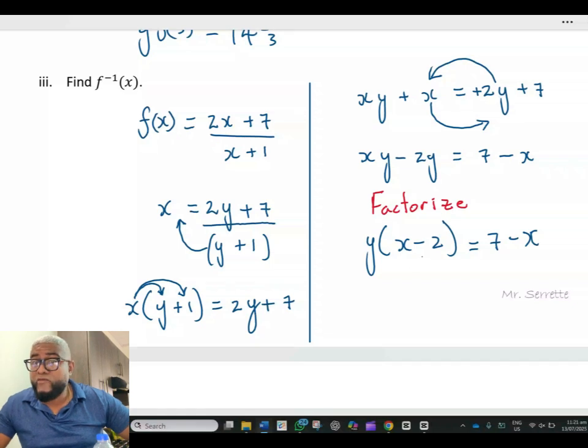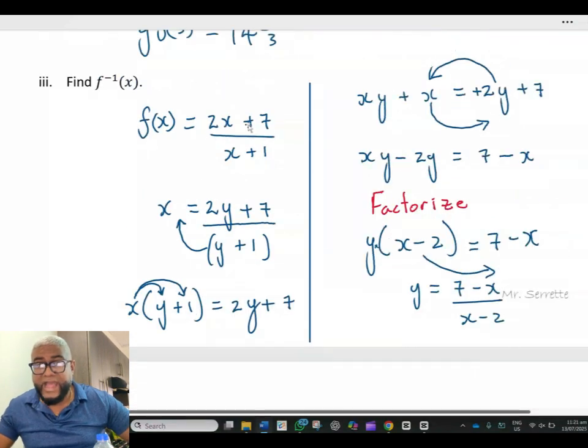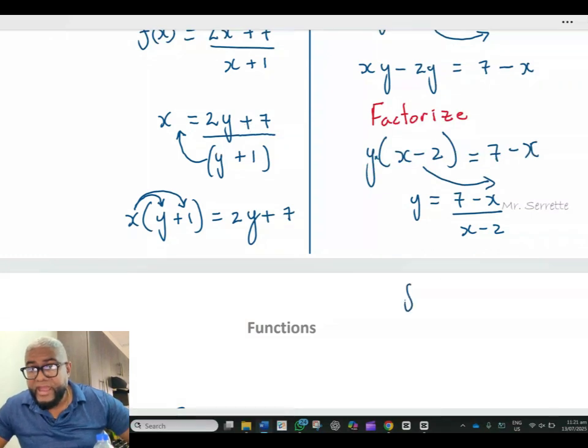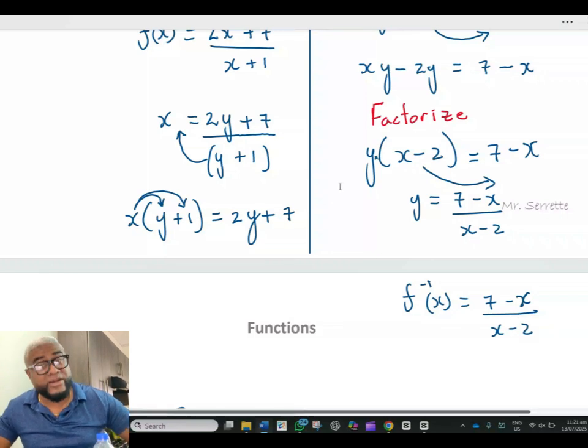Right? Now, I'm moving this whole full thing here. This bracket actually means y multiplied by x minus 2. So if I move this entire bracket here, I need to do the opposite of multiply, which is to divide. So y is equal to 7 minus x all over x minus 2. And my last step is to replace y with f negative 1 of x is equal to 7 minus x all over x minus 2. Right? This was a hard one.